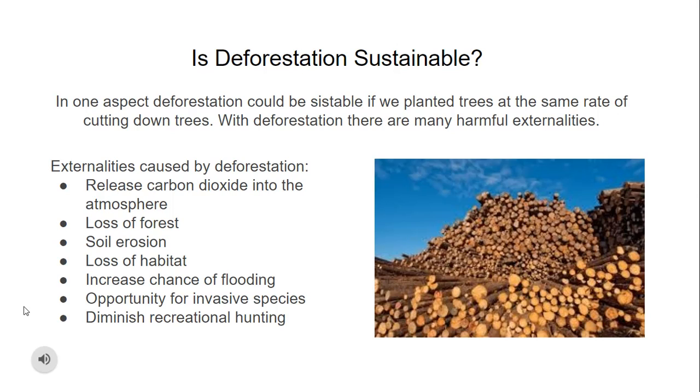Some of them that I found were: cutting down trees releases carbon dioxide back into the atmosphere, and also loss of forests, increased soil erosion, also loss of habitat for any species that called that forest home, and an increased chance of flooding. There's opportunity for invasive species to form in the area, which can lead to bigger problems down the road, and also diminish recreational hunting for anybody that used that forest.